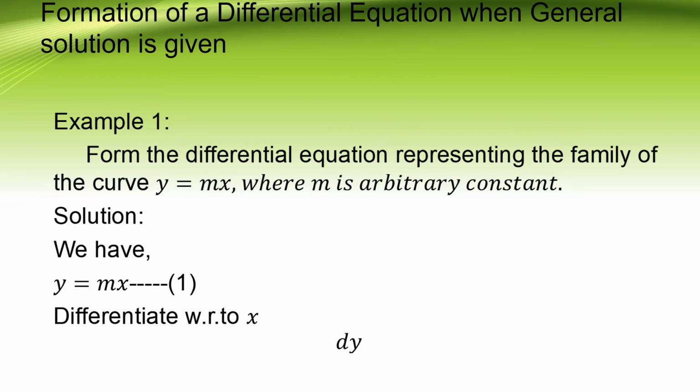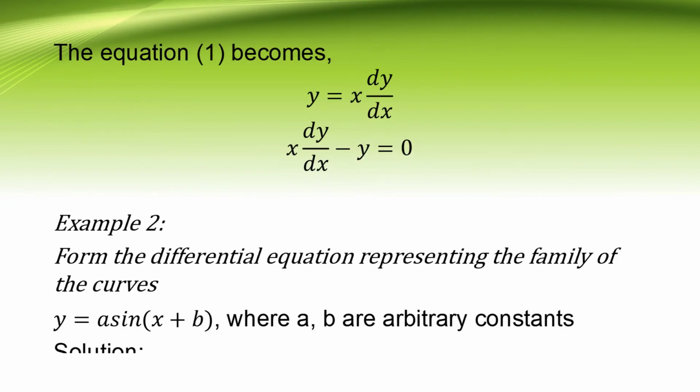By replacing m with dy by dx, we get y equal to x into dy by dx. By replacing all the values, we get the equation finally as x dy by dx minus y equal to 0. Next we see another example.